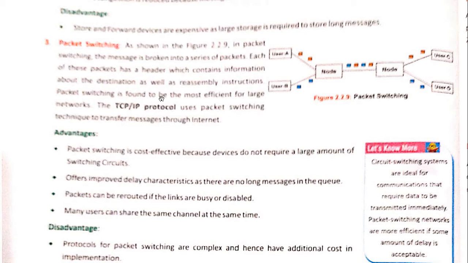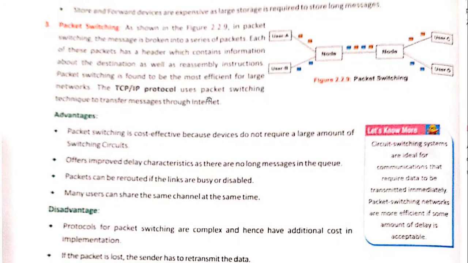So packet switching is found to be the most effective for large networks, meaning when there is a big network, breaking down the things and then reassembling them at the node is very useful, and it is known as packet switching. The TCP/IP protocol uses packet switching. So the internet that we access every day of our life is working on packet switching, because the TCP/IP protocol, transmission control and internet protocol, uses packet switching.